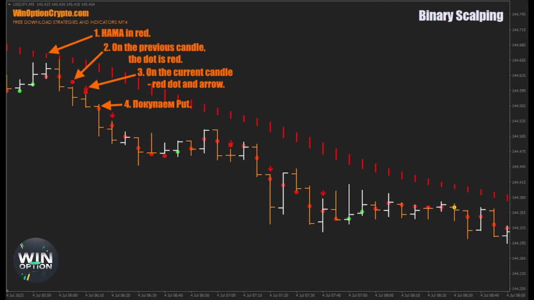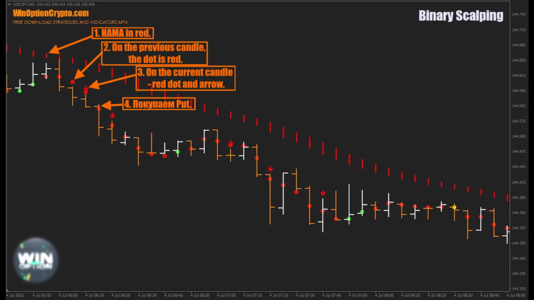To open a put option, you need to, first, make sure there is a bearish trend. In this case, the HAMA turns red. Second, a red dot should appear on the previous candle. Third, red dots and an arrow appear on the current candle. And fourth, at the opening of a new candle, we buy a put option.